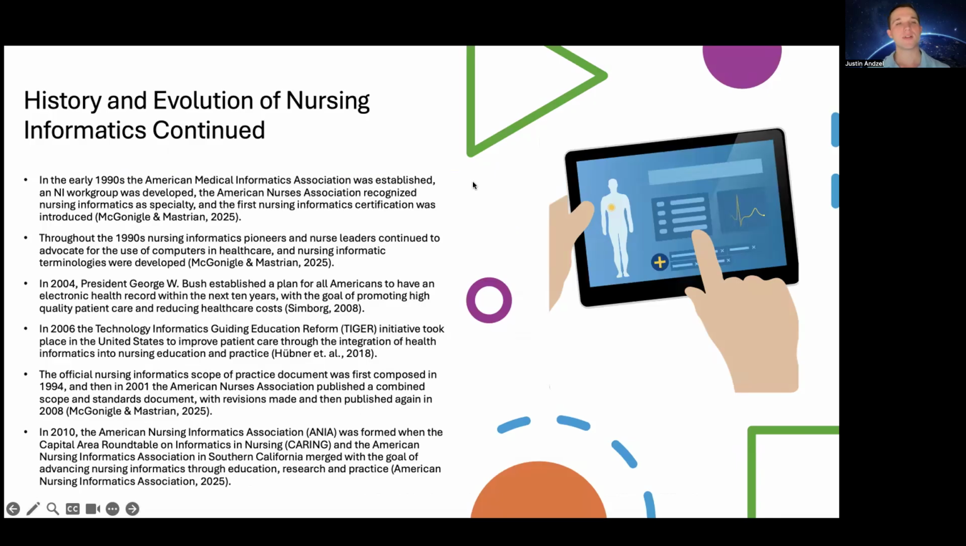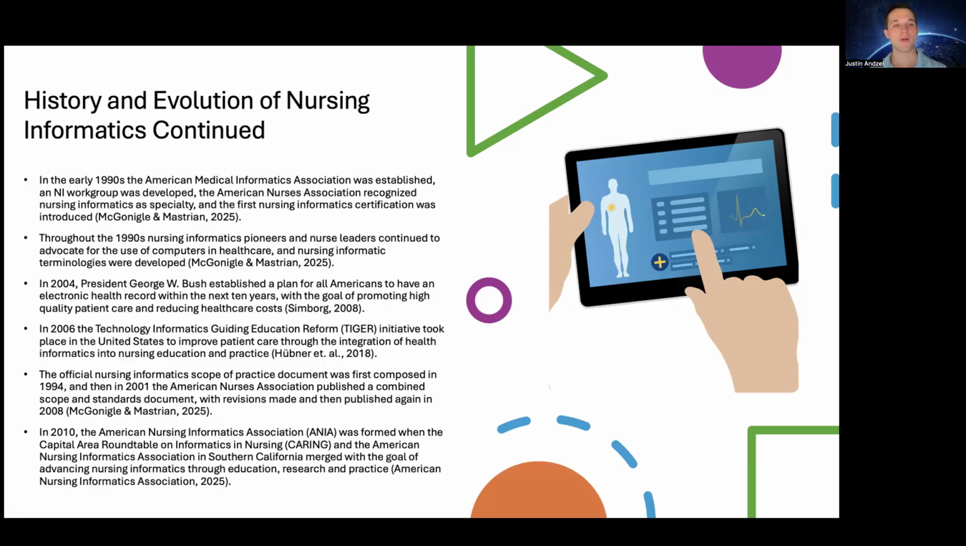History and evolution of nursing informatics continued. In the early 1990s, the American Medical Informatics Association was established. An NI work group was developed. The American Nurses Association recognized nursing informatics as a specialty, and the first nursing informatics certification was introduced. Throughout the 1990s, nursing informatics pioneers and nursing leaders continued to advocate for the use of computers in healthcare, and the nursing informatic terminologies were developed.